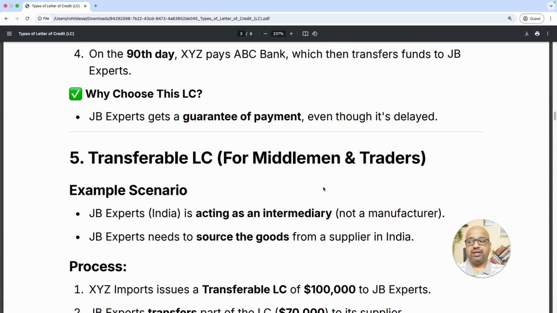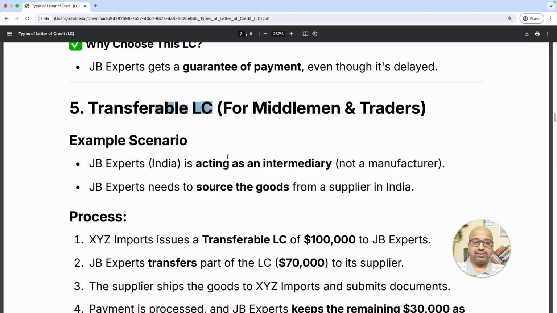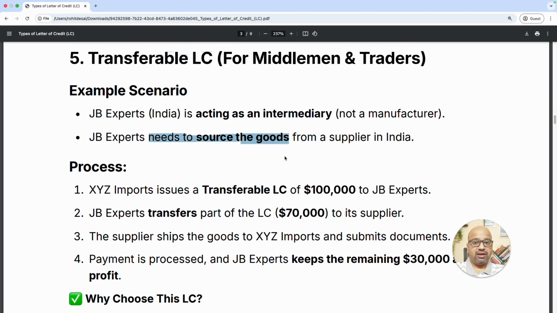But the rest everything is being managed. Transferable LC: if I am a middleman, as JB Experts itself is a middleman. We are an export management company, and we also manage the import management company. So in this example, JB Experts is acting as a mediator. We don't produce anything, but we are selling it. So what I do is I'll take a transferable LC. I'll source the goods from a manufacturer. We'll take terry towels as an example. I'll talk to someone who manufactures terry towels. I'll get the buyer and I'll ask him to give me a transferable LC.